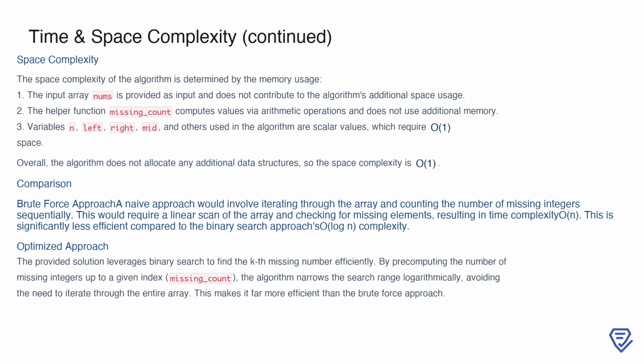Now, if we compare this to a brute force approach, a naive method would involve iterating through the array and counting missing integers sequentially. This would require a complete scan of the array, resulting in an O(n) time complexity, significantly less efficient than the binary search approach. The optimized solution makes use of pre-computed values for the number of missing integers at any given index and leverages binary search to narrow down the search space logarithmically, making it far superior to the brute force alternative.